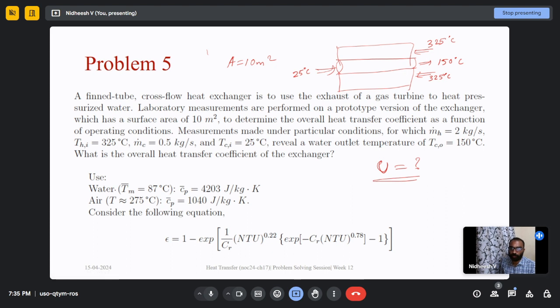The properties of water and air are given to us, and the effectiveness-NTU correlation for the given configuration is also given to us. In this, CR is the ratio of minimum heat capacity to the maximum heat capacity among these two fluids. Take a minute to go through the problem, and after that we will discuss the solution.